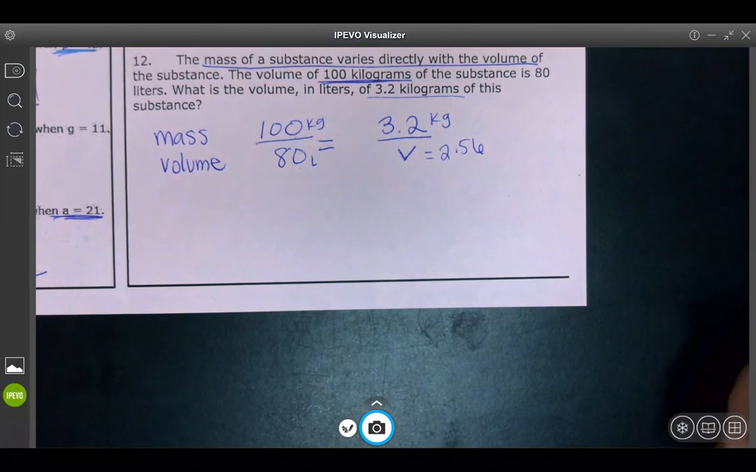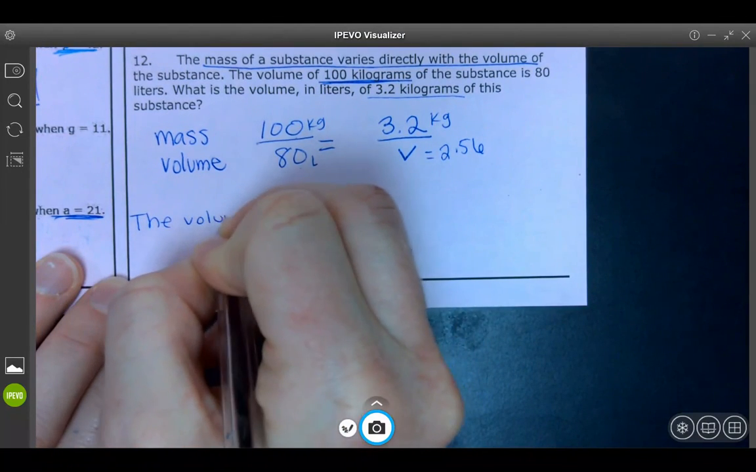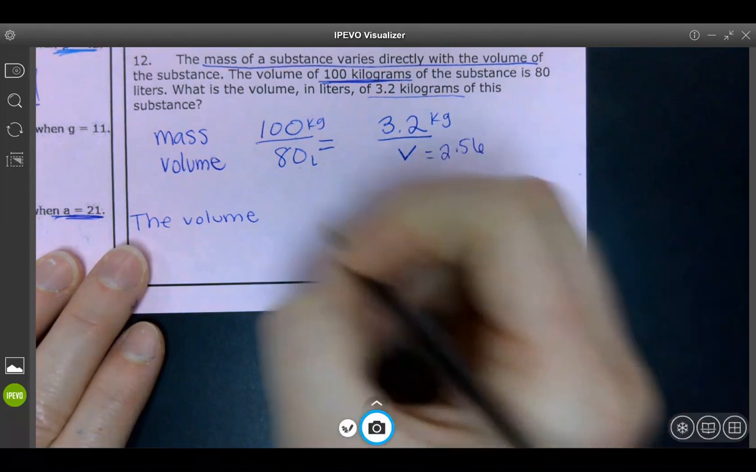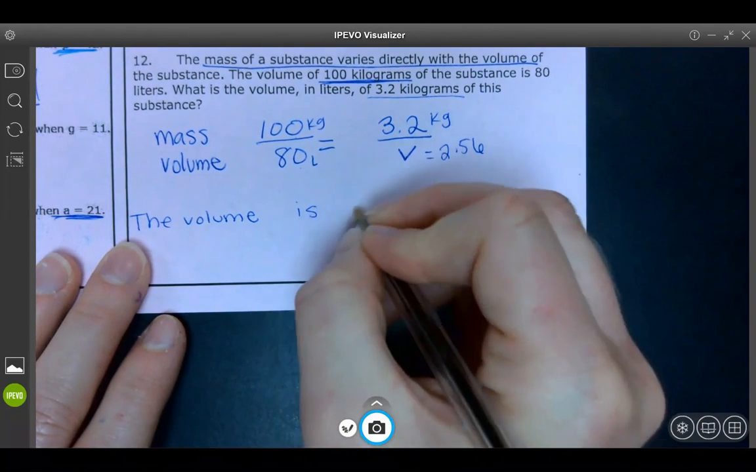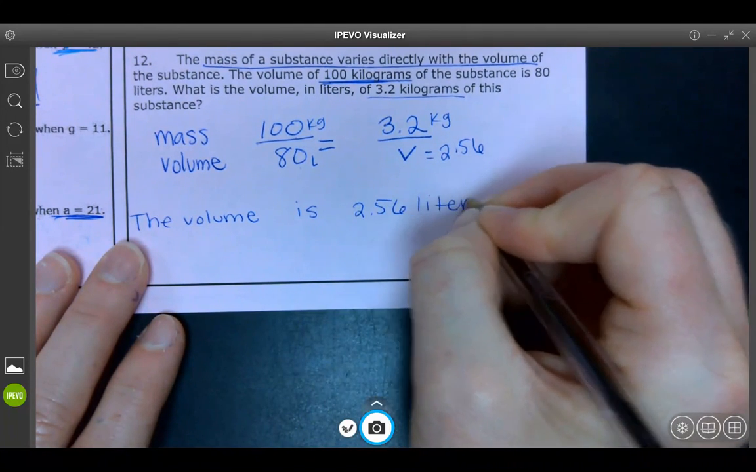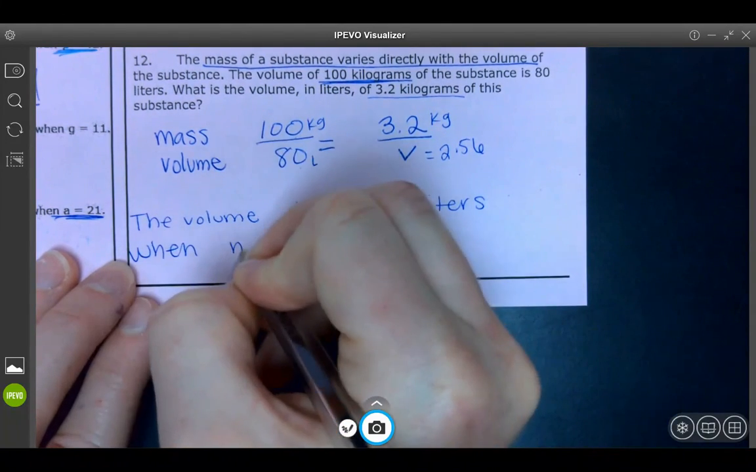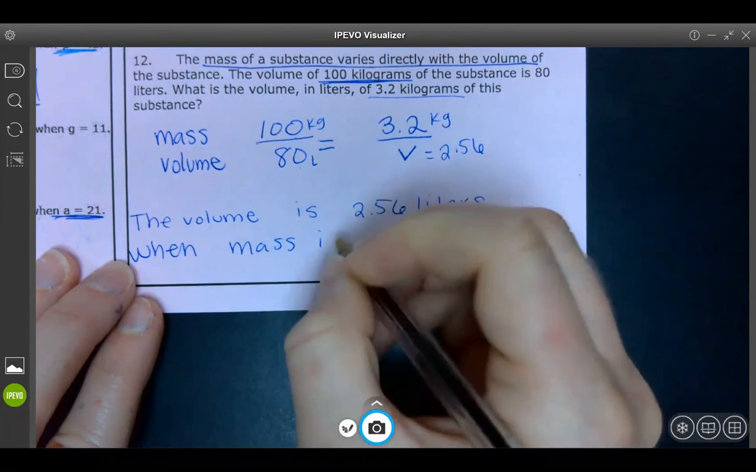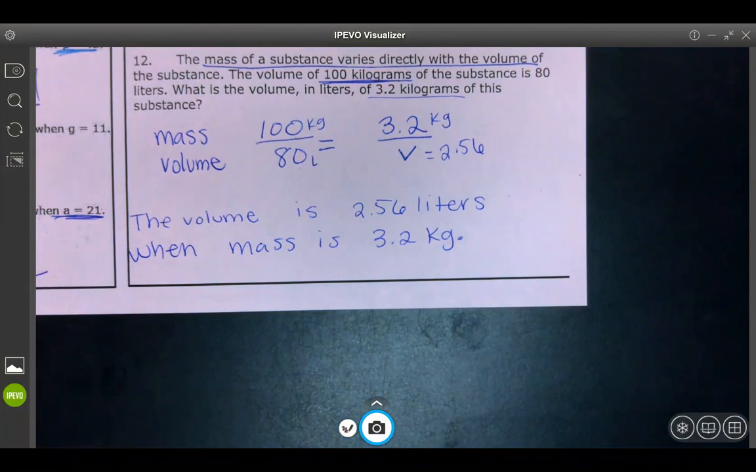So it says, what is the volume of 3.2 kilograms? So in words, the volume is 2.56 liters when mass is 3.2 kilograms. You can go ahead and glue this in.